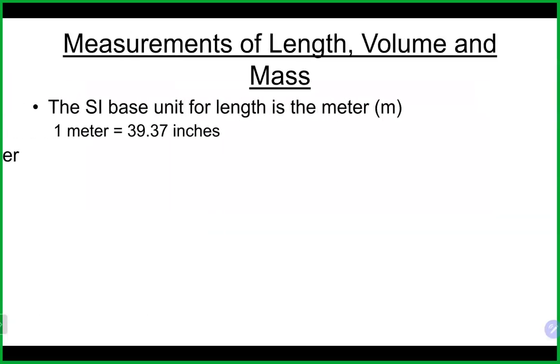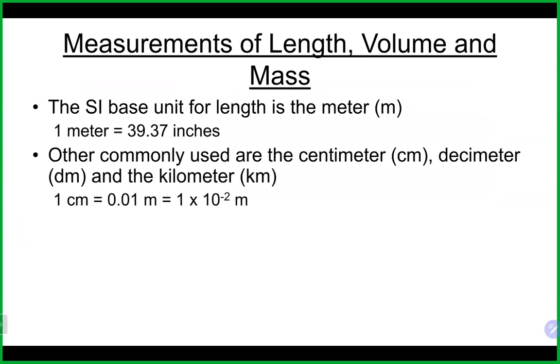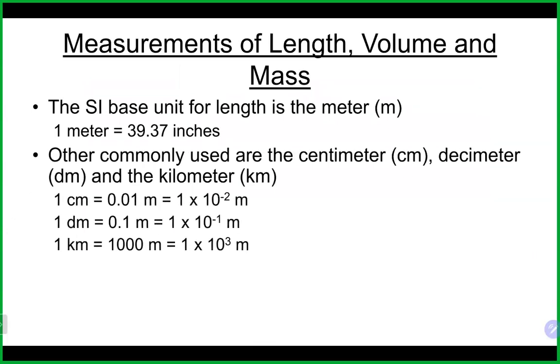Now, when we talk about measurements of length, volume, and mass, as I mentioned before, the SI unit for length is the meter. 1 meter is about 39.37 inches. Other very common units of length that we use a lot, as I mentioned, are the meter, centimeter, and I would say kilometer, which are really the top three that you will probably come across the most in terms of length measurements.